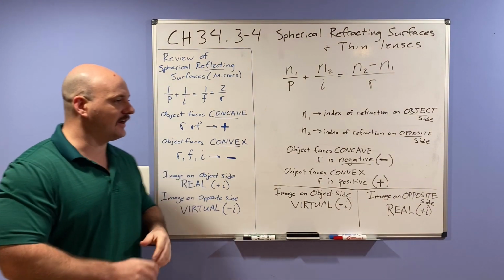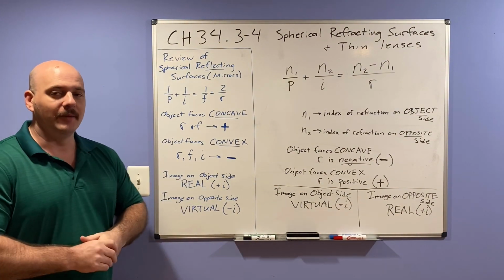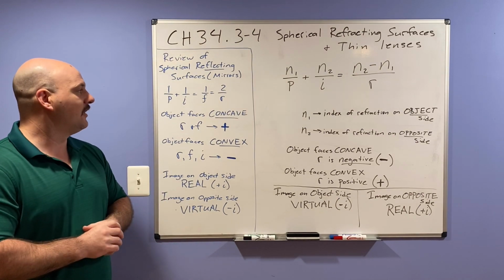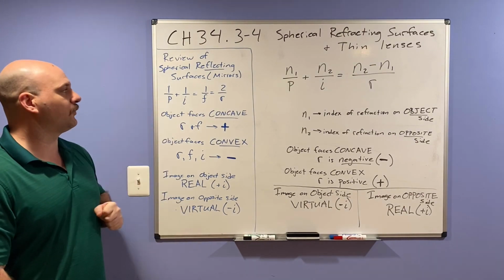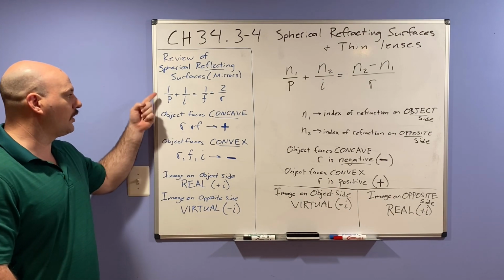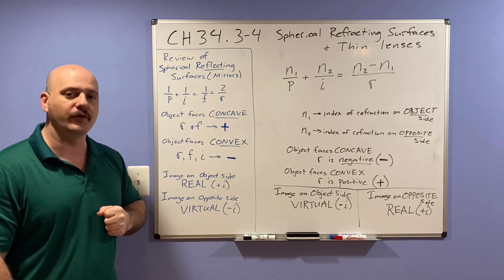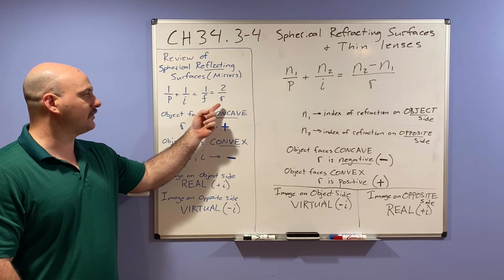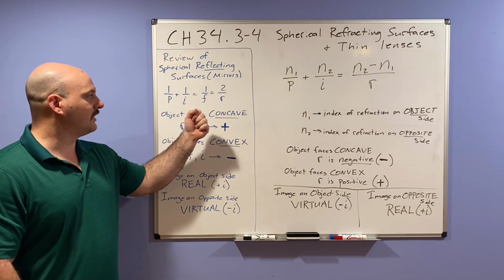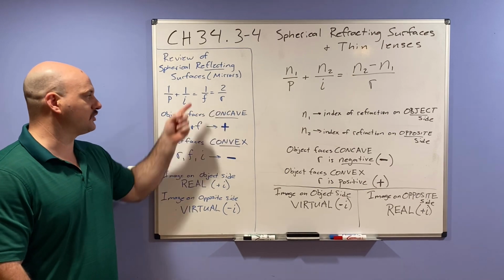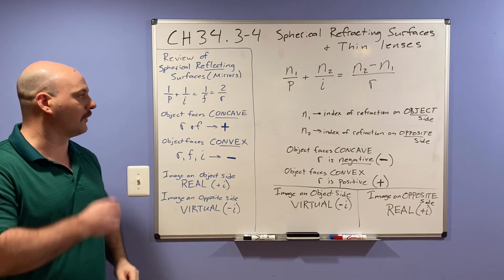Before we get into that, I just wanted to review mirrors. Okay, so these are spherical reflecting surfaces. Remember, our equation for spherical mirrors was 1 over the object distance plus 1 over the image distance is equal to 1 over the focal length. And the focal length was half the radius of curvature, right? So 1 over f is equal to 2 over r.